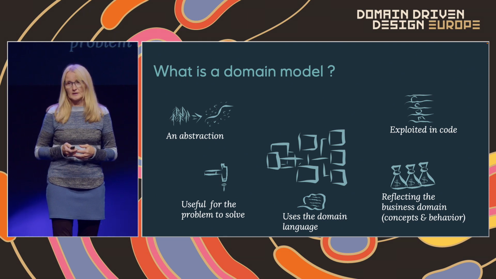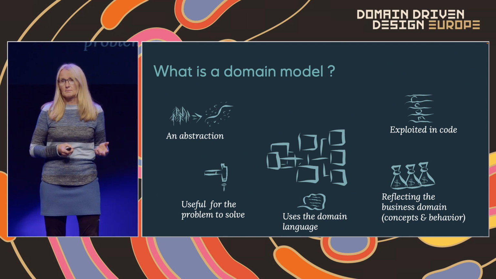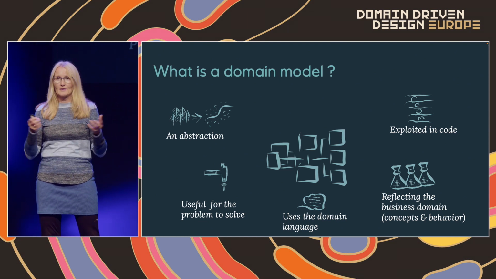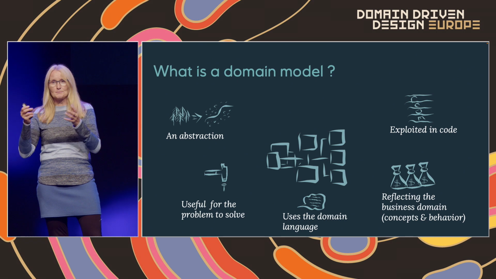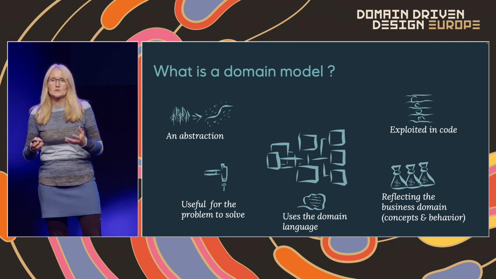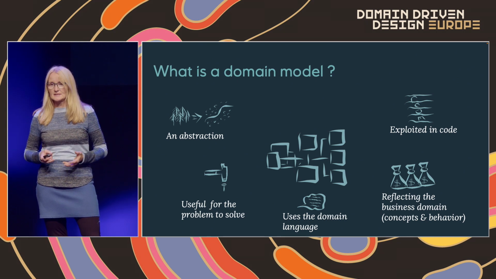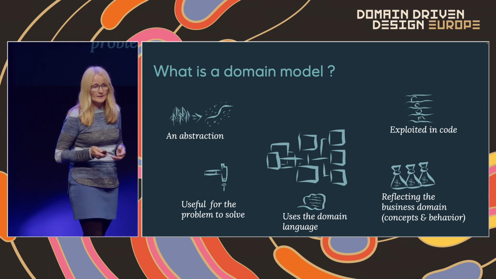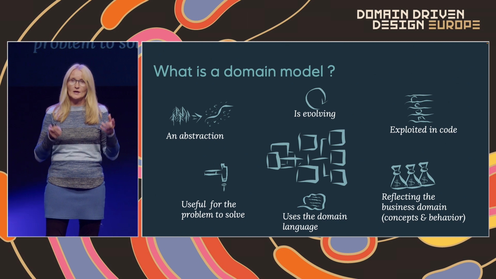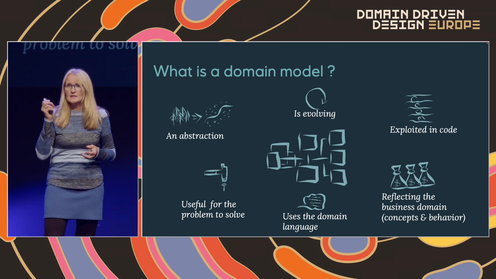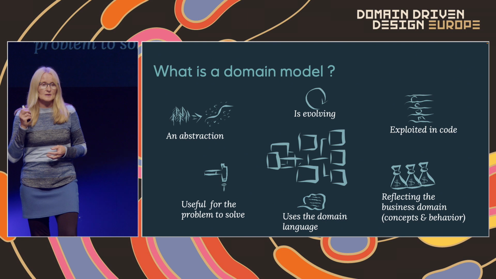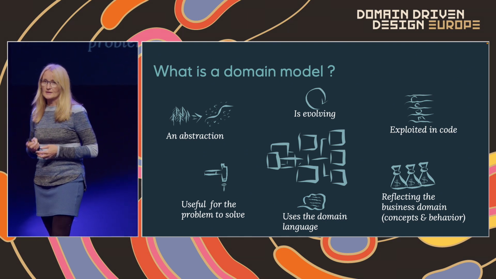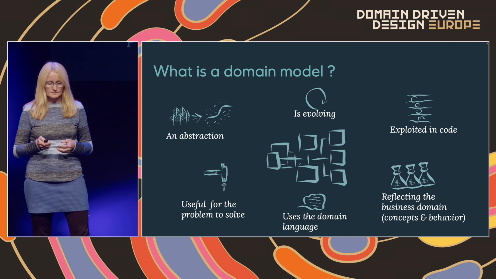And you need to exploit it in code. If you make the domain model and you leave it after the workshop on the whiteboard, or if you have it in the documentation, but you don't actually make it the whole way into code, how should you be tackling the complexity in the heart of the software? That is the title of Eric Evans' book. And it should be evolving. You should actually try to find the weak spots of your domain model and make it better and stronger every day. It's not done once, and it will be there forever.